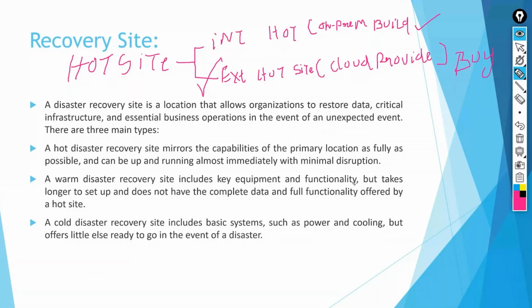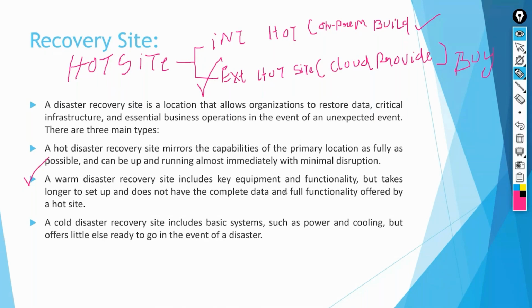So now, after the hot site, a hot disaster recovery site basically mirrors the capabilities of a primary location as fully as possible and can be up and running almost immediately with minimum disruption. Now we also have something called a warm disaster recovery site. So what do you mean by a warm disaster recovery site? It includes the key equipment and functionality but takes longer to set up and does not have the complete data or full functionality offered by the hot site.